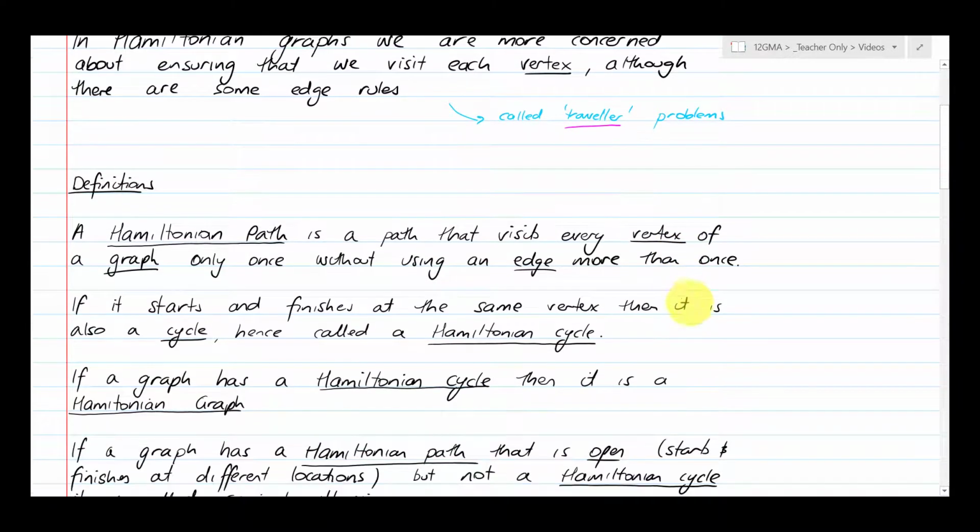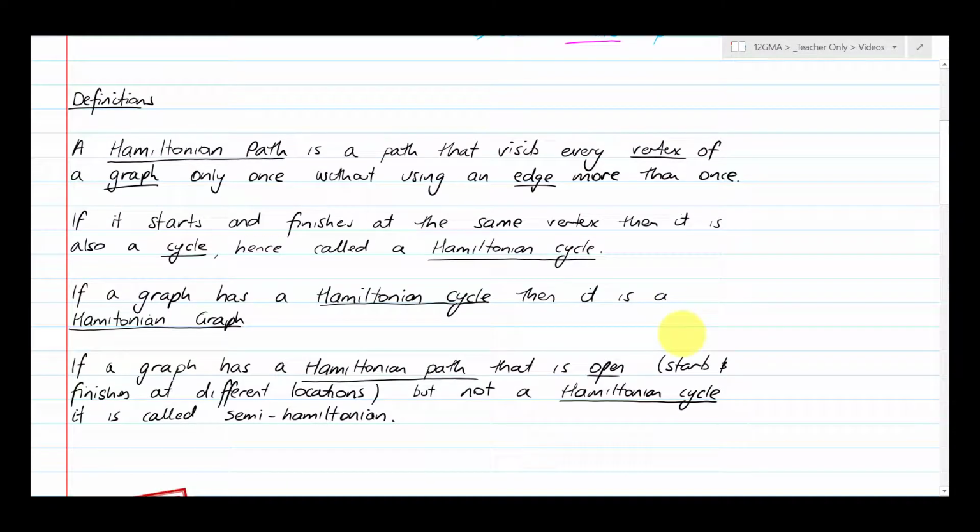So here's some definitions. A Hamiltonian path is a path that visits every vertex of a graph only once without using an edge more than once. If it starts and finishes at the same vertex, then it's also a cycle. Hence, it's called a Hamiltonian cycle. If a graph has a Hamiltonian cycle, then it's called a Hamiltonian graph.